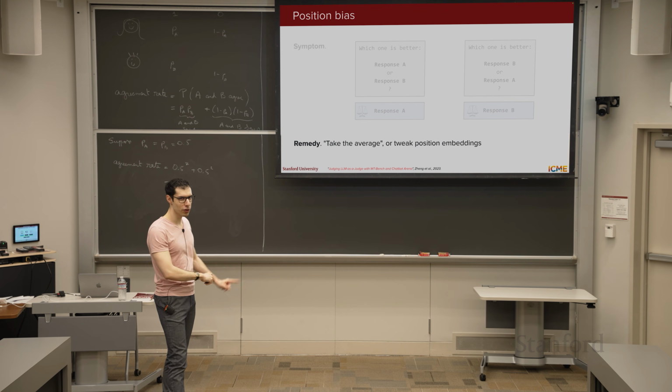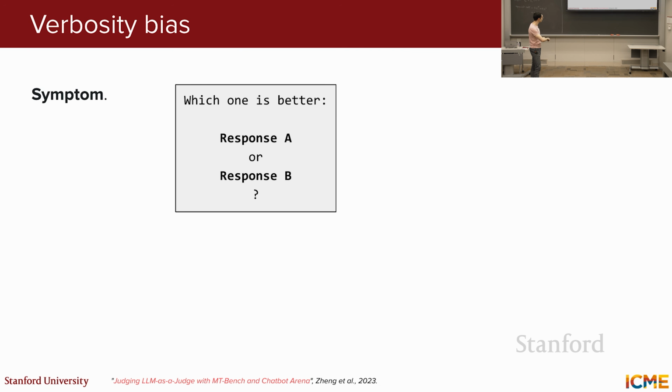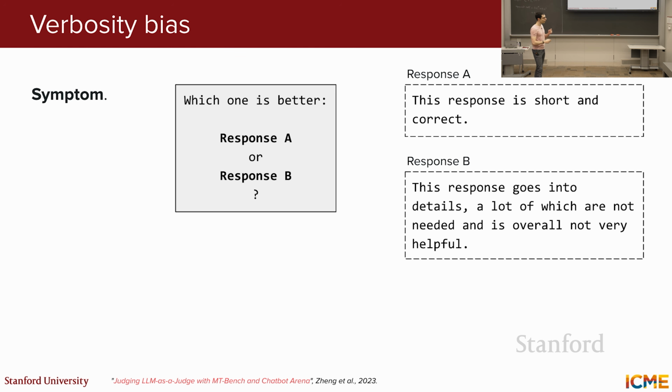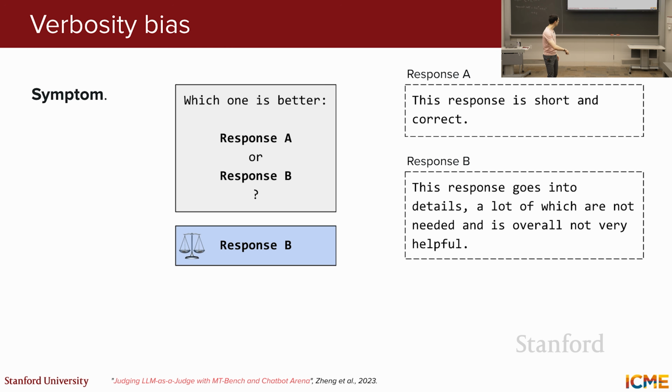Okay, cool. So this was the first kind of bias. The second bias is called verbosity bias. Let's suppose you have two responses: the first is short and concise, and the second goes much more into detail and is typically more verbose. There are cases where the model will tend to prefer responses that are just more verbose, not necessarily because they're more correct.